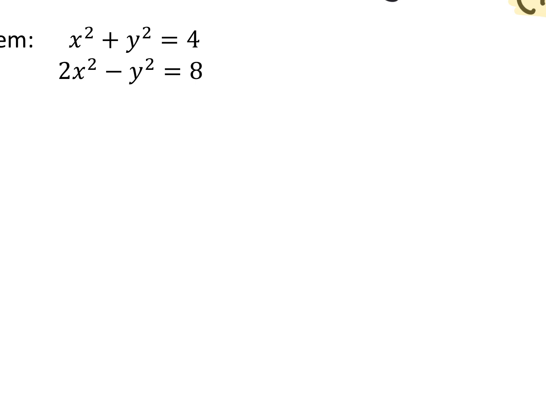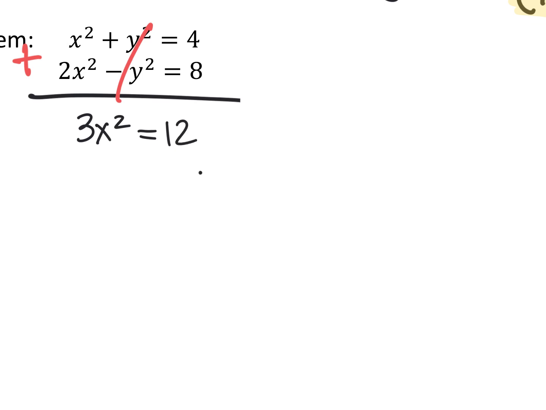Elimination is a good option, not only because the y squareds are a different sign, but also because you have the same degree on the x's. So that'll work out well for you. Add these up, and you're going to get, let's see, these cancel. So that leaves you with 3x squared equal to 12.